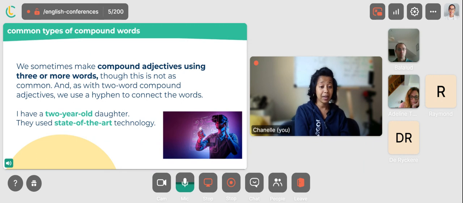We sometimes make compound adjectives using 3 or more words, though this is not as common, and as with 2-word compound adjectives, we use a hyphen to connect the words.